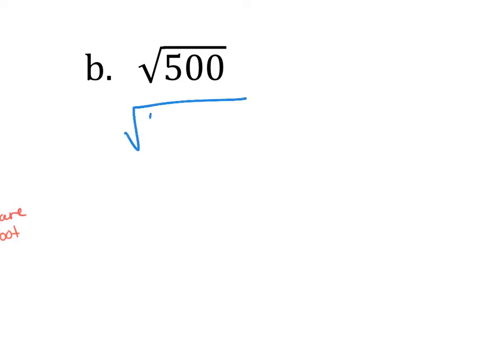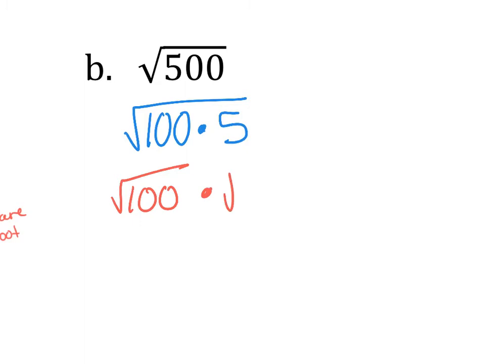5. So we can split this up as the square root of 100 times 5. We're just rewriting that 500. It's the same thing. Then we use our product rule to split up that square root. So we'll have the square root of 100 times the square root of 5.